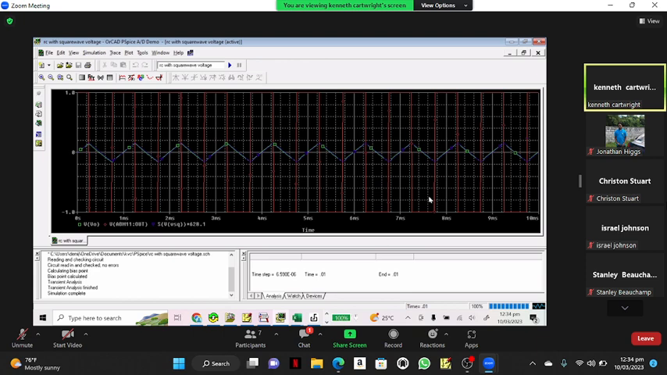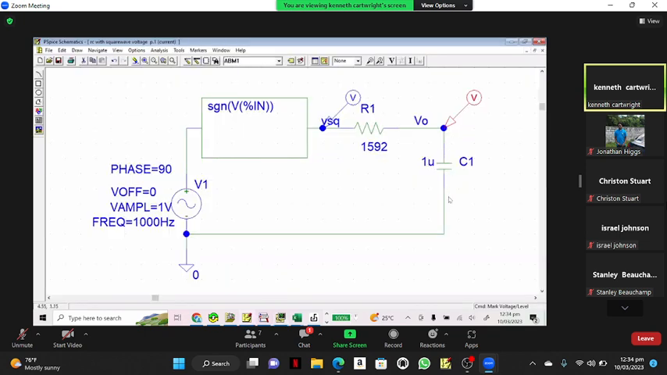Does everybody understand what I'm saying here? I am saying the output of the circuit is not the integral of the input. I am saying the output of the circuit is the integral of the input times a gain. What gain? 1 over RC. Why? Because that's what the transfer function says it's going to be.